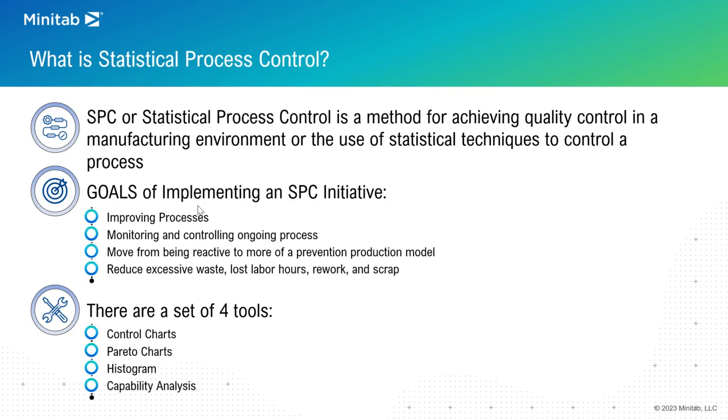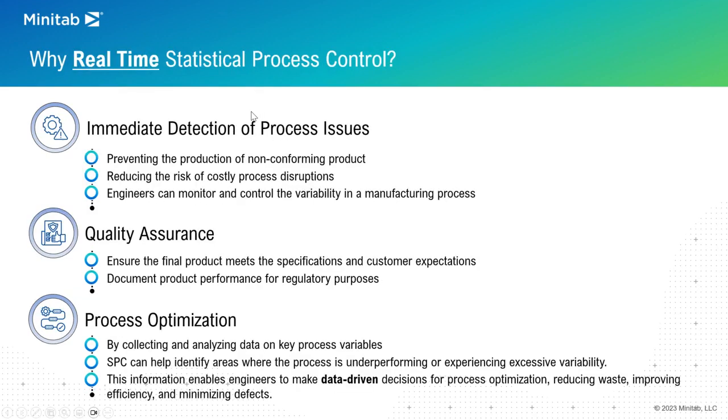The overall goal is to reduce excessive waste, lost labor hours, rework, and scrap. So if any of those metrics are running high, an SPC initiative will help you bring those down in terms of your waste, rework, and your scrap. There are four sets of tools that we're going to discuss in today's presentation around SPC, and there are a variety of other tools such as a flow diagram, 5 whys, and a bunch of planning tools. But when it comes to data analysis, we're going to be looking at control charts, Pareto charts, histograms, as well as capability analysis, and see how that relates to more of the real-time aspect, making it a real-time statistical process control.